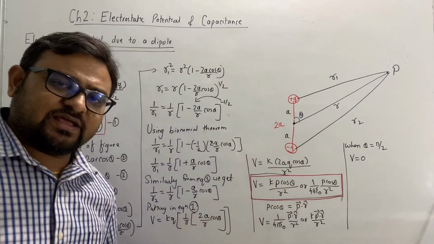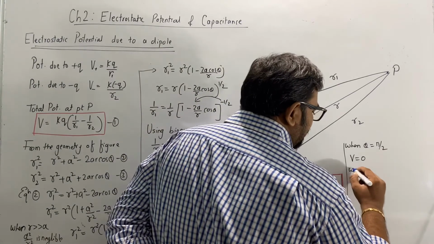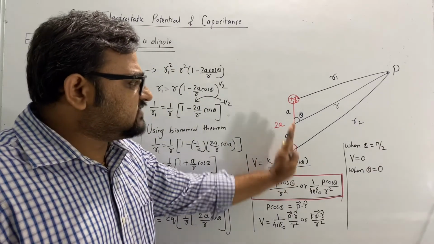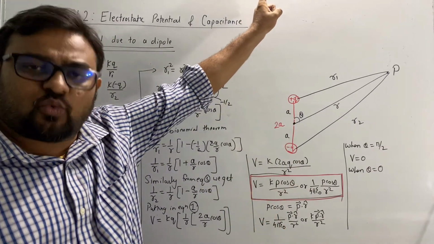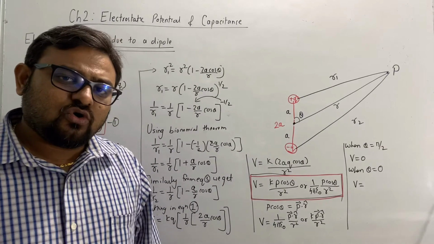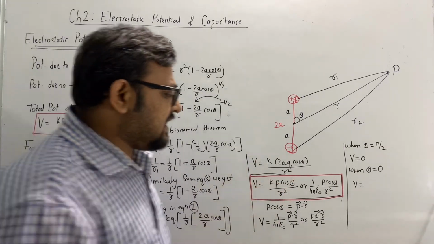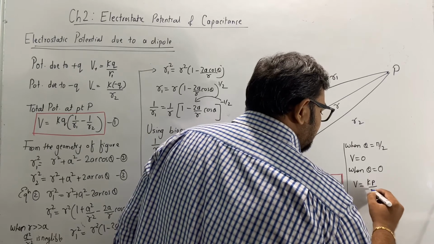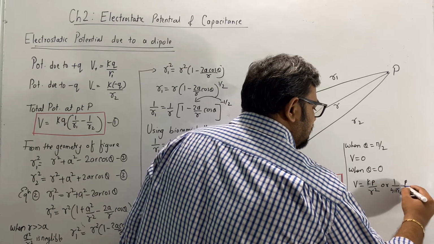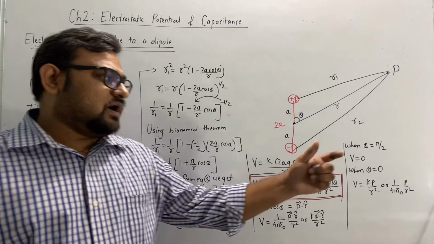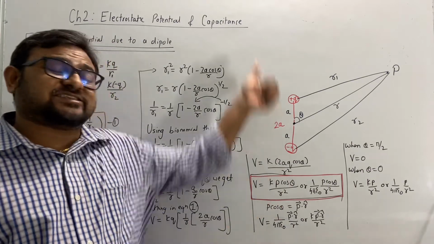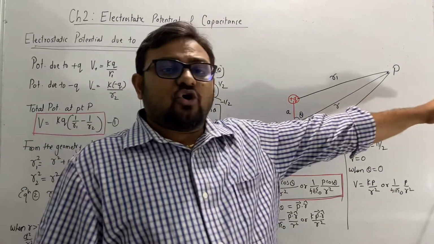When theta is equal to 0, okay? Means if it is in this way or this way, 0 or 180, at that time, what is the value of cos 0? 1. So it will be kp by r square, or 1 by 4 pi epsilon 0 p by r square. If it is 180, it will be minus kp by r square. So potential is maximum on the axis of the dipole and it is zero on the equator of the dipole.